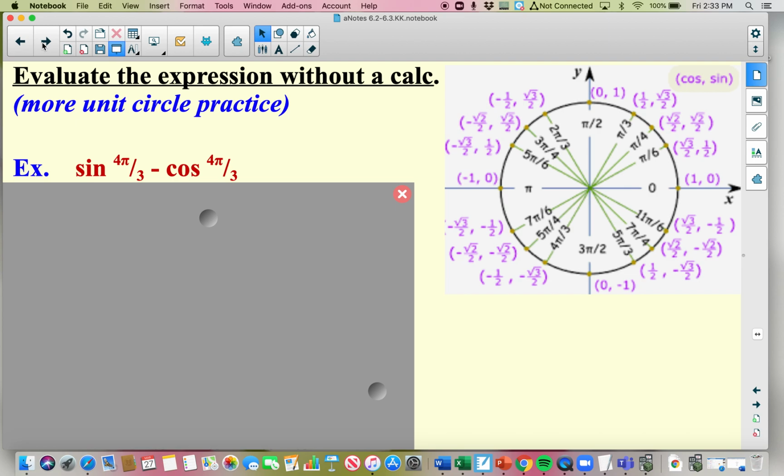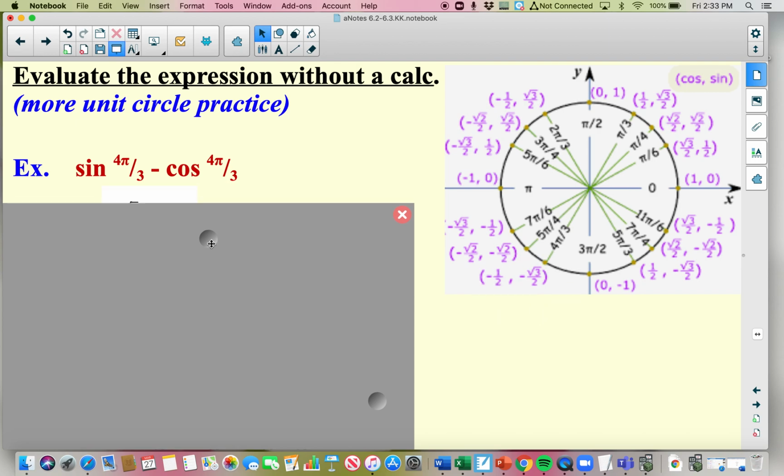So if it says sine of 4/3 pi minus cosine of 4/3 pi, the first thing you need to know is where 4/3 pi would be on your unit circle. So hopefully you've gotten comfortable with splitting your unit circle into different angles here. So if I know 1/3, 2/3, 3/3, 4/3 pi down here in the third quadrant, the cosine and sine values are -1/2 and -√3/2.